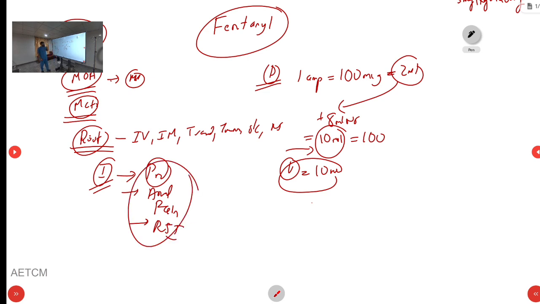For procedural sedation and for analgesia and pain management, it is usually given as an IV preparation of around 25 to 50 micrograms or as an IM preparation of 50 to 100 micrograms. For procedural sedation, we give a dose of 0.5 microgram per kilogram, and for rapid sequence intubation, it can be given as 1 to 3 micrograms per kilogram.